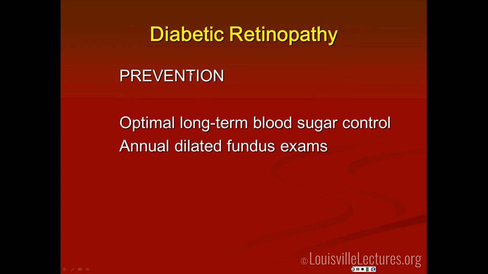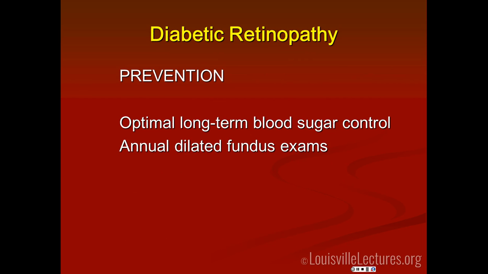So from your all standpoint, diabetic retinopathy prevention is the main thing. Optimal long-term blood sugar control with annual dilated fundus exams. Per our books, it says type 1 diabetics can wait about 5 years before they get their first dilated exam. Type 2 diabetics should get one immediately as soon as they're diagnosed with type 2, and then about every year after, maybe every 2 years, depending on what their initial exam shows. Any questions about diabetic retinopathy?